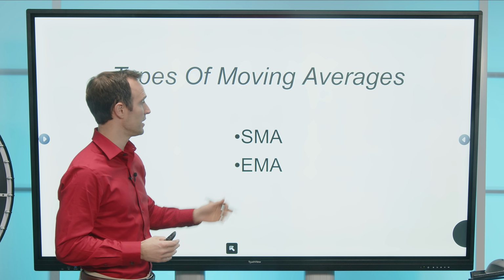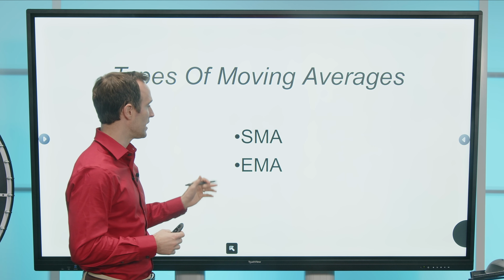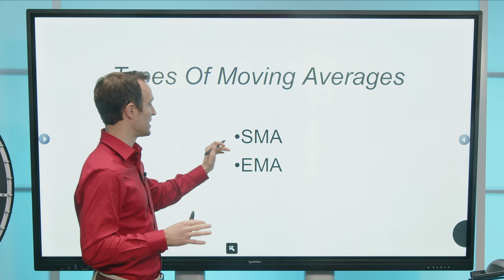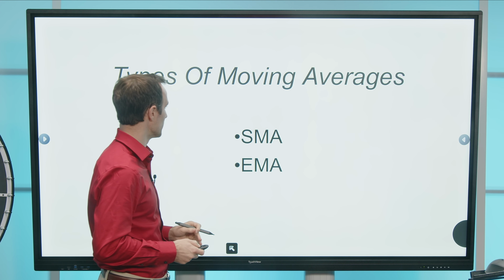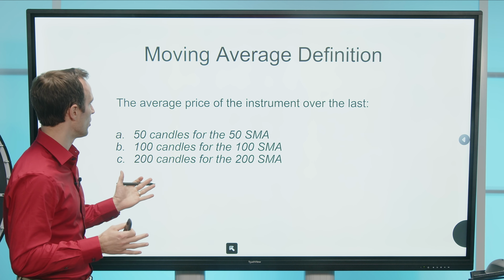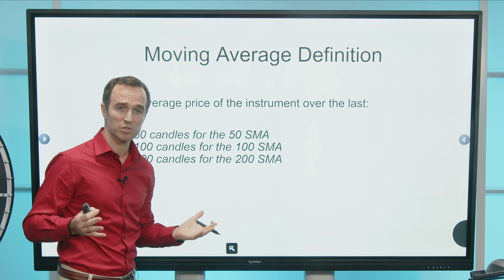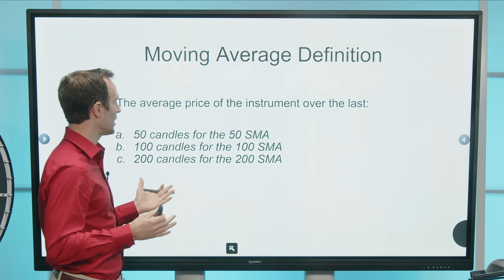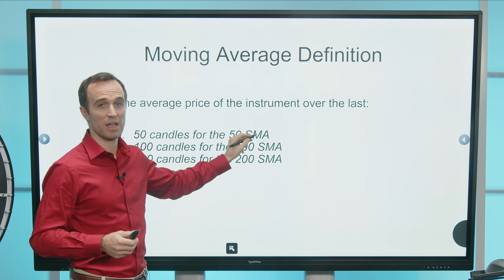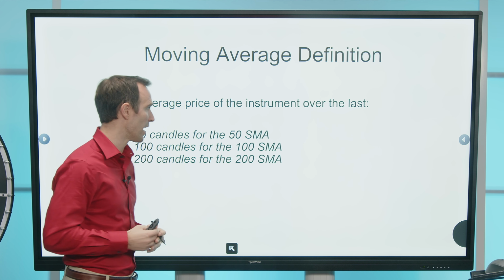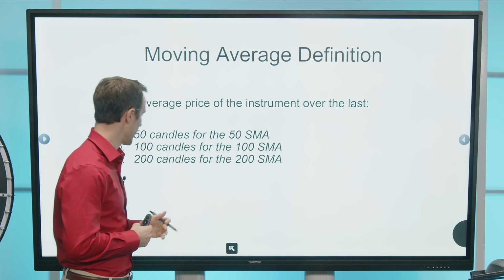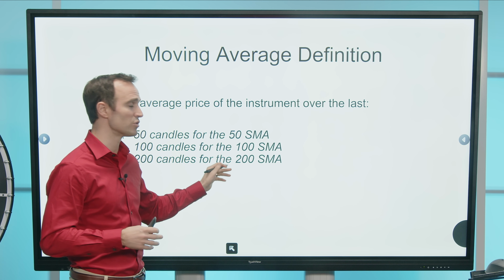So the SMA is the simple moving average. The EMA is the exponential moving average. I like to keep it simple. I like to use the SMA, or the simple moving average. Okay, so what does a moving average mean, right? So in general, it's the average price of the instrument or financial asset over the last 50 days or 50 candles on a 50 SMA, or we'll just call it the 50 MA, or the last 100 candles for the 100 MA, okay? Or the last 200 candles for the 200 MA.